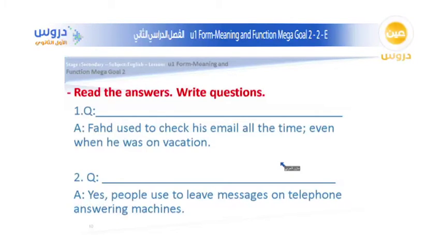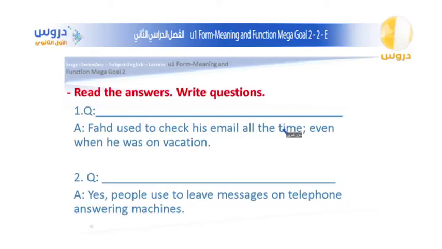Okay, so for example, we have an answer here. It says, "Fahad used to check his email all the time, even when he was on vacation." Fahad used to check his email. So what do you think the question will be? Mostly when the answer is that someone is checking his email, we can ask, so this is all the time, this is a period.